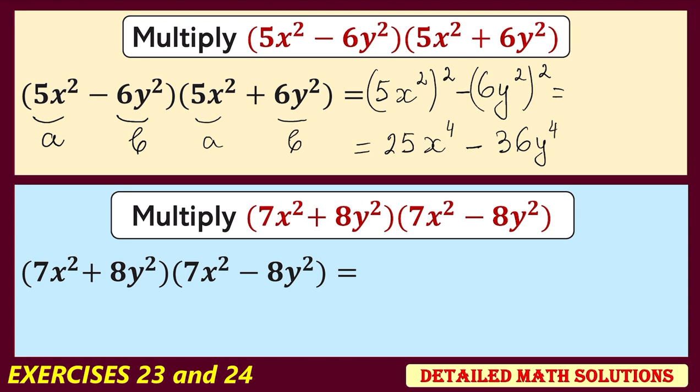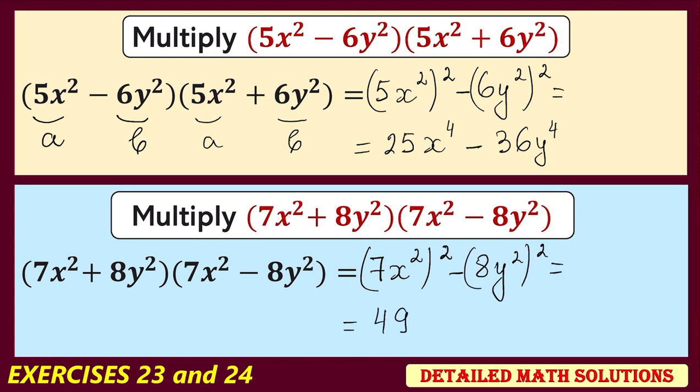Next exercise, multiply 7x squared plus 8y squared in parentheses and 7x squared minus 8y squared in parentheses. Again, when I apply the formula, this equals 7x squared in parentheses squared minus 8y squared in parentheses squared. This equals 49x to the fourth power minus 64y to the fourth power.